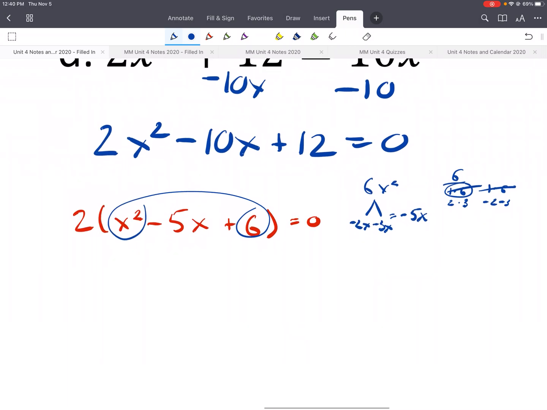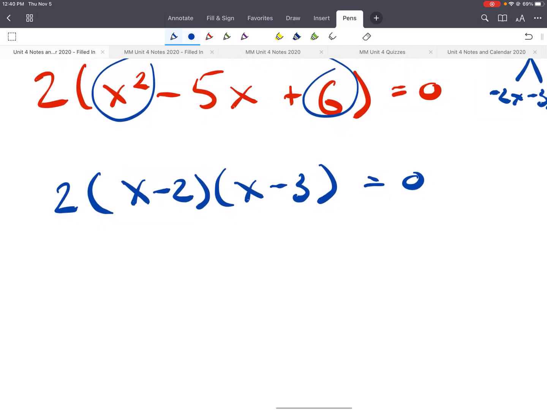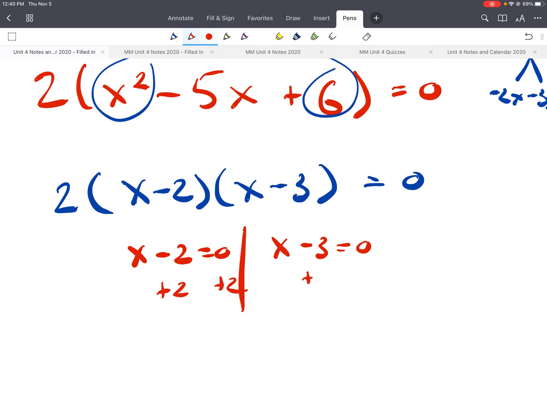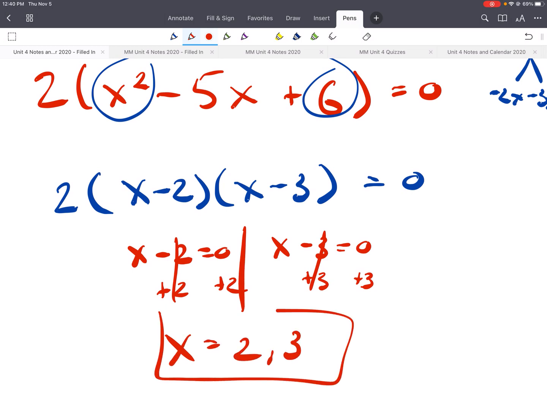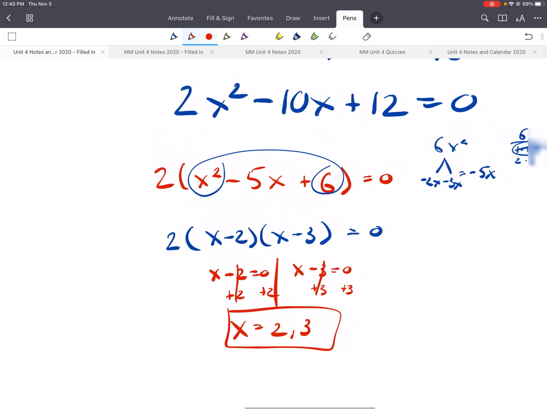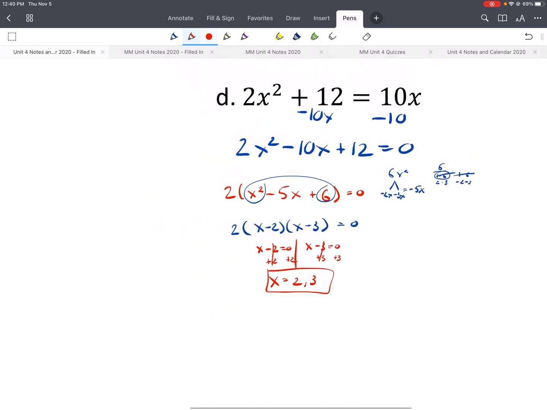And since we took out the greatest common factor, it looks like we could use the shortcut, so x minus 2 and x minus 3. And again, we use the same thing we just talked about, the zero product property. Either x minus 2 is 0, or x minus 3 has got to be 0. So we could add 2, add 3. So x is equal to 2 or 3. All right.